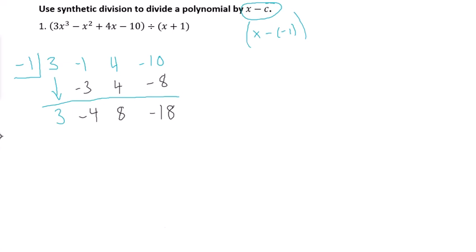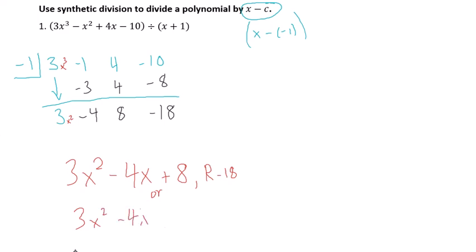Now, what this becomes when it's divided, well, this was an x to the third here. And so when we divide by x, this becomes an x squared here. So then this is 3x squared minus 4x plus 8, remainder negative 18. Or 3x squared minus 4x plus 8 plus negative 18 over x plus 1.